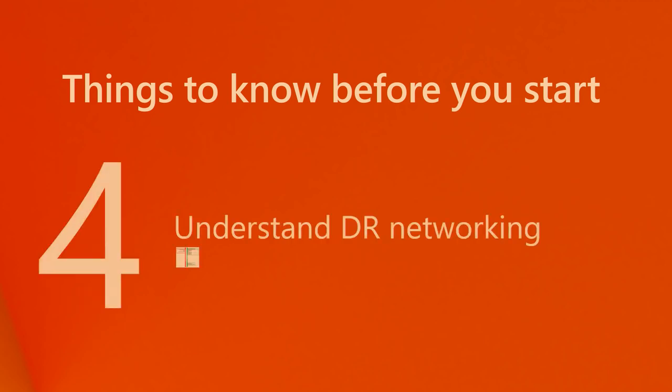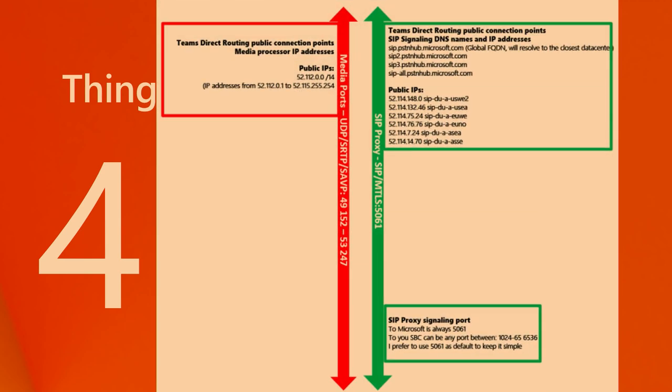Number 4, you also need to understand direct routing networking, because this is also important. The moment you have deployed your SBC in Azure, it is wide open. So there are some networking standards you need to follow. Microsoft has their connection points for signaling, which is the green arrow here, 5061. And these are the IP addresses that you need to open for on that port.